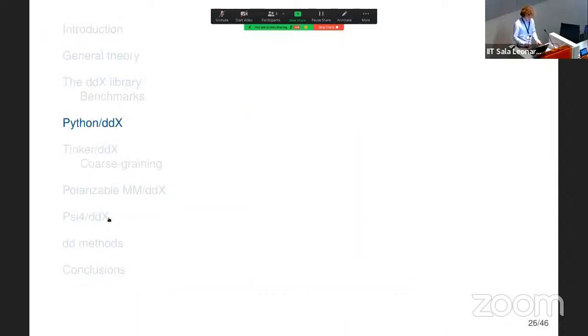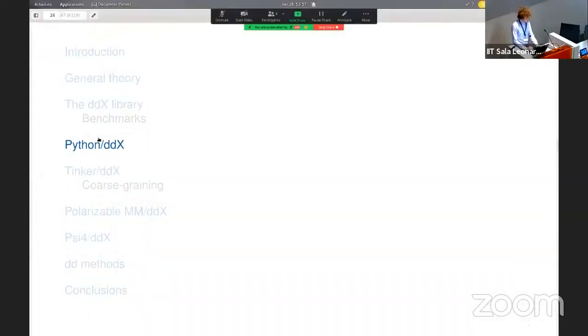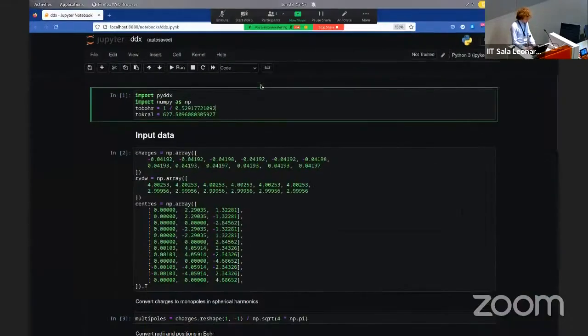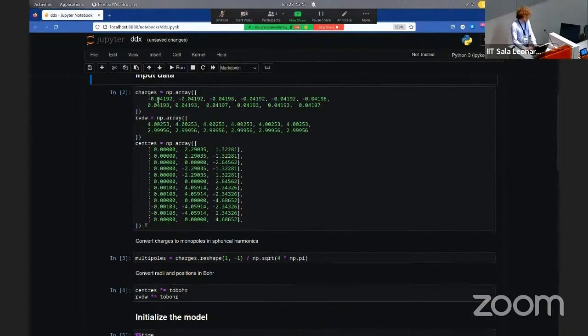And this being said, I would like to present a couple of examples of coupling the DDX library either with Python, with Tinker, and with other things. And for the Python one, I actually have a Jupyter notebook here. You should be able to see it, just to present a little bit how it works. First, we import this. This was installed through PyPI, so it's quite easy to install, but you will need a Fortran compiler because it has some compiled Fortran code inside. Then we define the input data, which is charges at the atom positions, van der Waals radii for all the atoms, and the centers of the atoms.